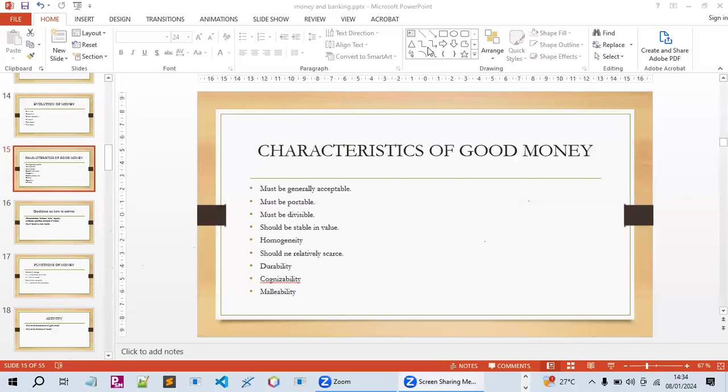And then for stability in value, good money should be stable. By this, it should maintain its value without over depreciating or appreciating. For example, when I talk about it being stable in value, I mean the purchasing power of money, the amount of goods and services a unit of money can buy. If it keeps over appreciating or depreciating, people lose their confidence in the money.